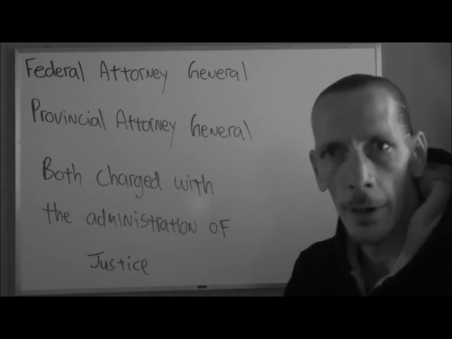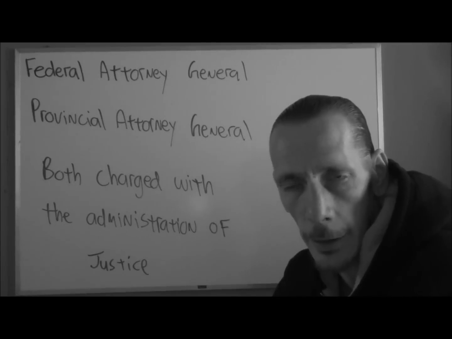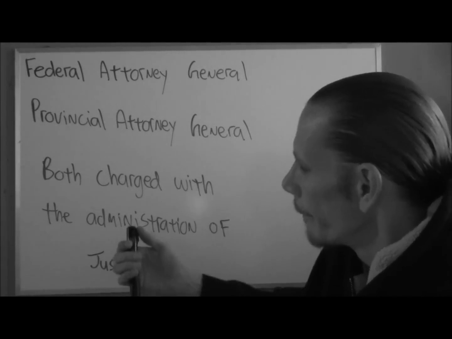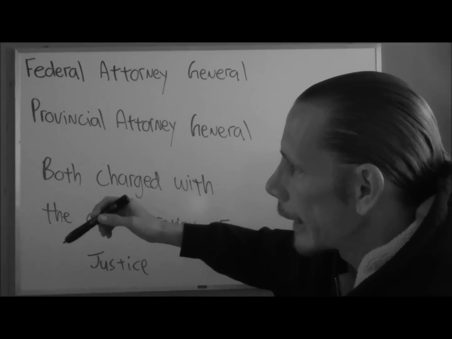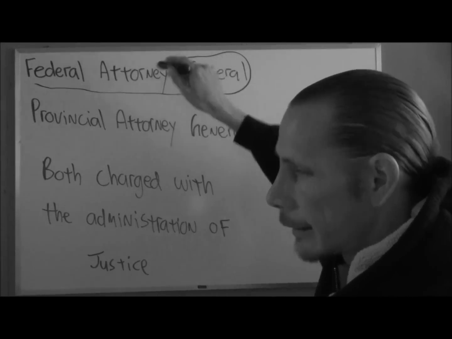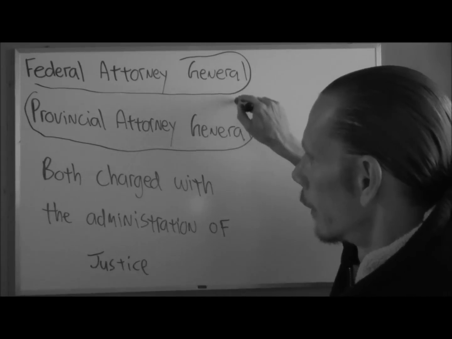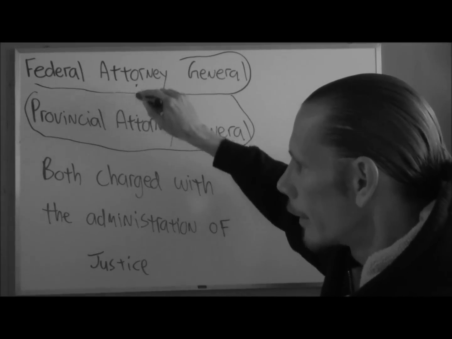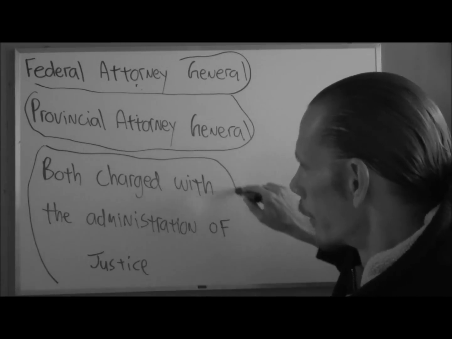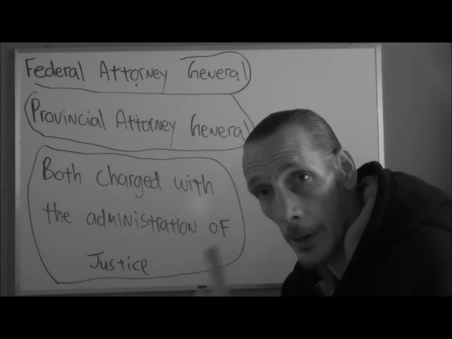When we look into the statute and regulations from the federal enactments called the Department of Justice, or when we look into the provincial Department of Justice enactment, we find federally that there is a title or a designation called the Federal Attorney General. And in the provincial, there's someone called the Provincial Attorney General. Now you saw that both of these offices have been charged with the administration of justice. So they're both responsible for upholding charter rights, our fundamental rights and freedoms within Canada.